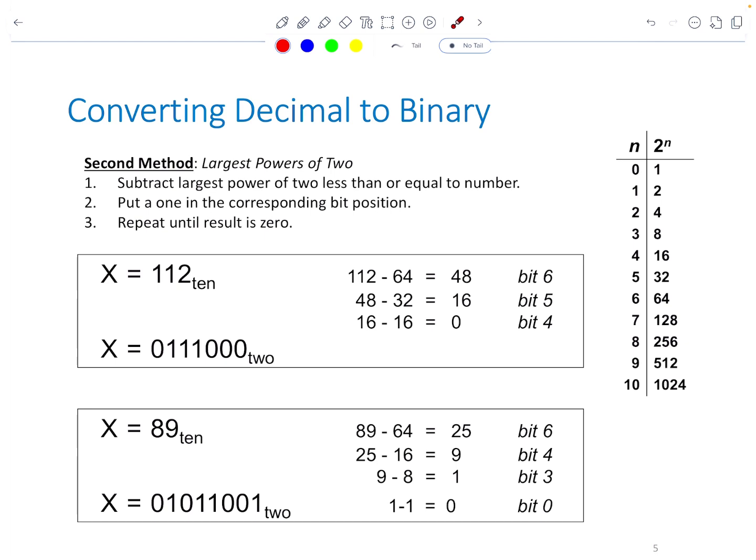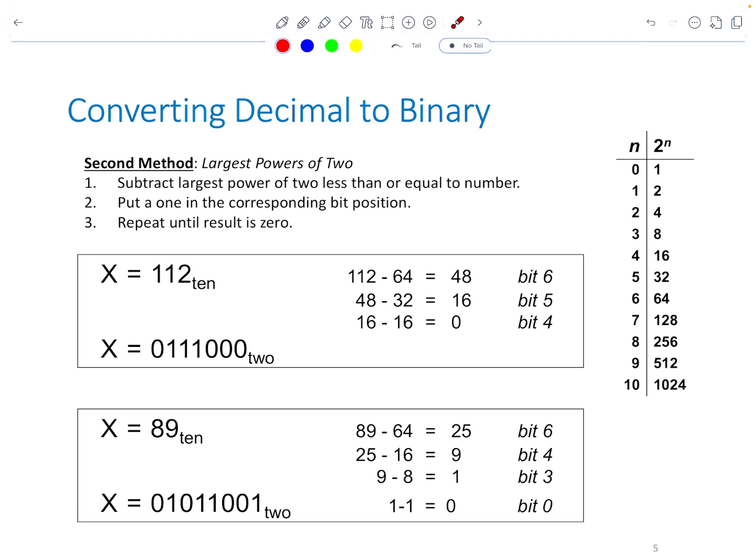So this is another way, the second method I was talking about, the largest power of 2. Here, the way I worked it, you have 2 power 0 is 1, 2 power 1 is 2, 2 power 2 is 4, 2 power 3 is 8. So we have the numbers like that. And then 112 is smaller than 128, and larger than 64.